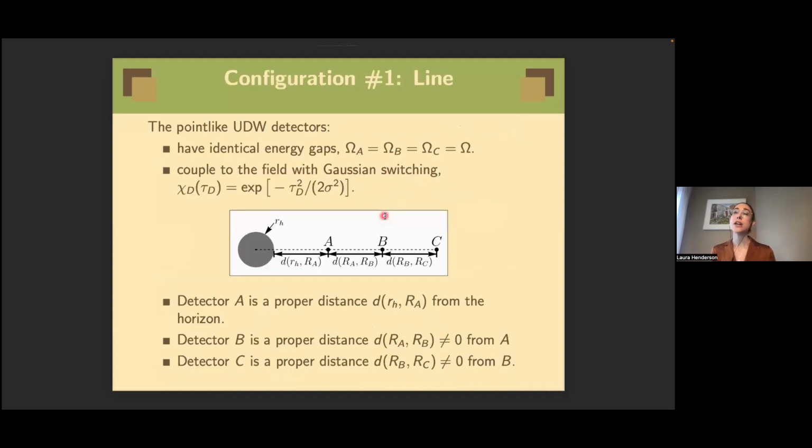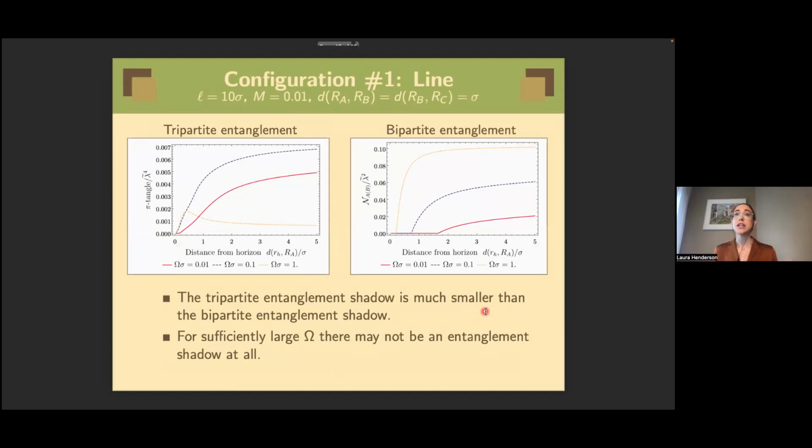So the first configuration we're going to consider is aligned. We've got A, B, and C, and they are going to be placed closer and closer to the horizon. They're going to couple to the field through Gaussian switching, and in their reference frames, they're going to have identical energy gaps. The big result is that on the left, we have the tripartite entanglement. On the right, we have bipartite entanglement between A and B, which are the closest to the horizon. You can see that the entanglement shadow is much, much smaller in the case of tripartite entanglement than bipartite entanglement. In fact, for this particular choice of parameters, there may not be an entanglement shadow at all.